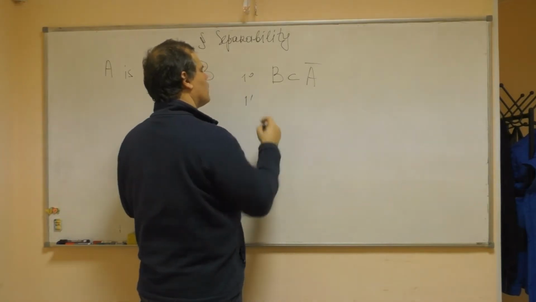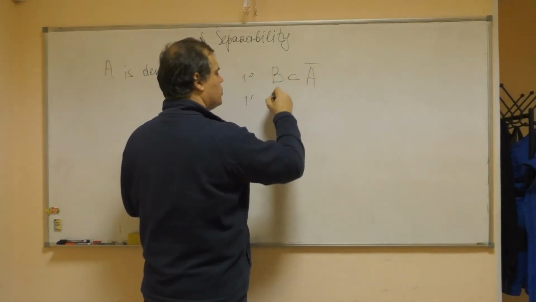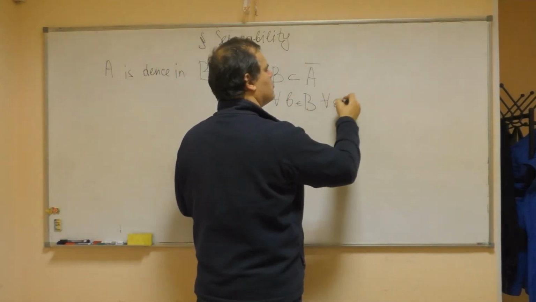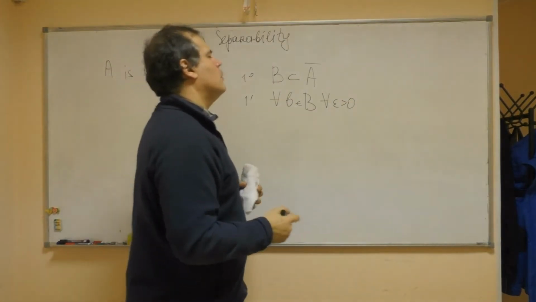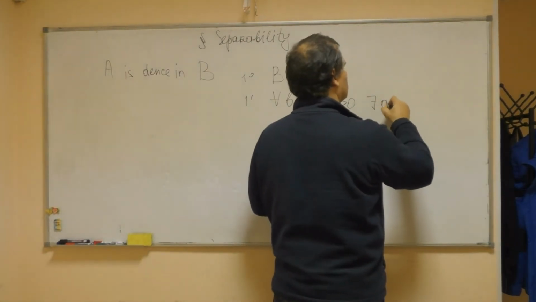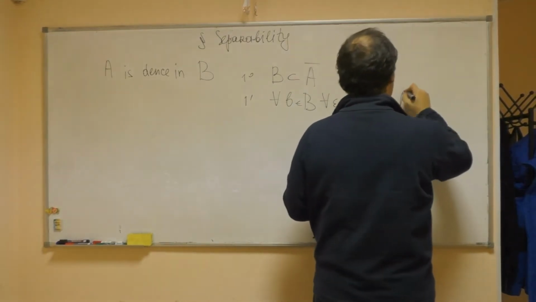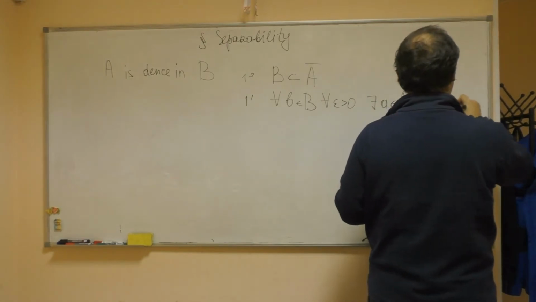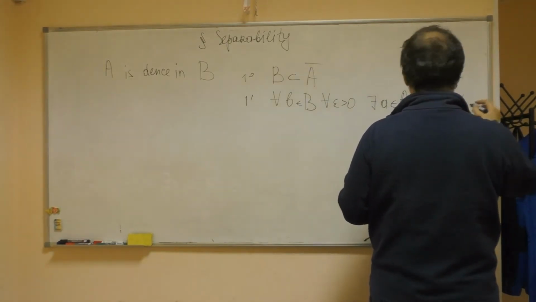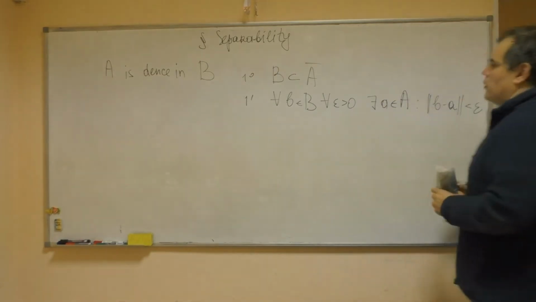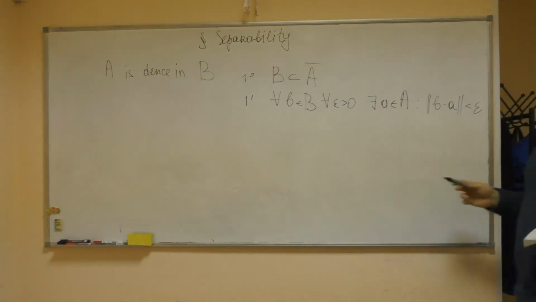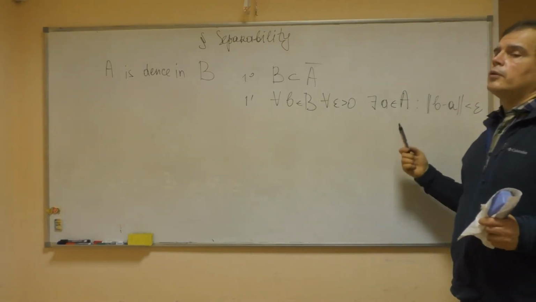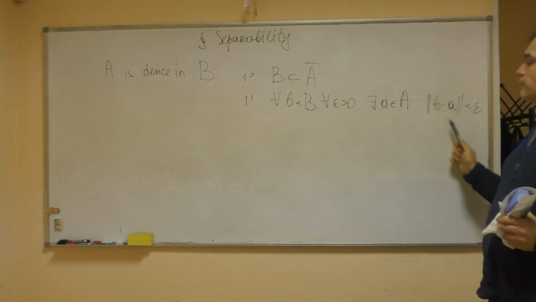Second one: for each element from B and each positive epsilon, we can find an element a from A such that the distance between a and b, so the norm of the difference, is smaller than epsilon. In other words, each element of B can be approximated with an element from A with any accuracy.